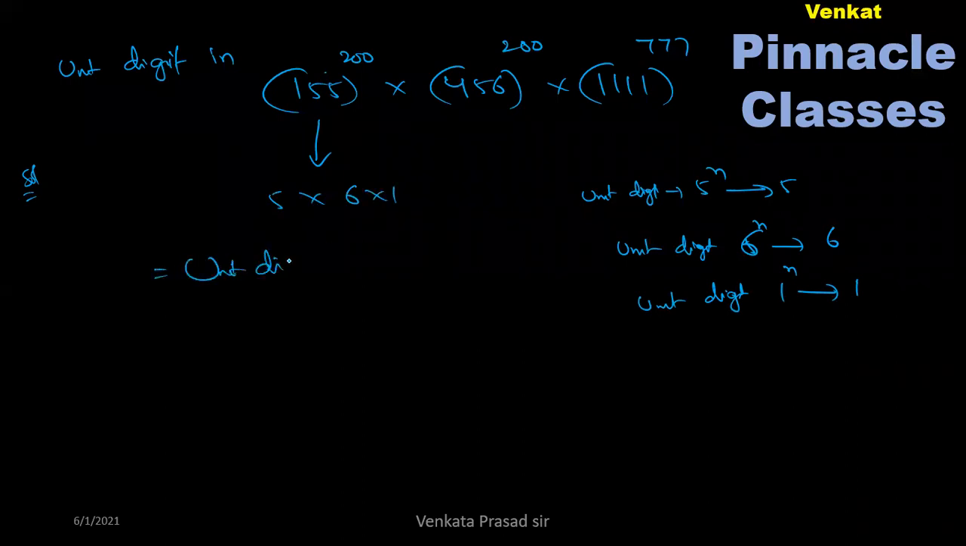Therefore, the unit digit is how much? 0 is coming. 30 means 0. Like that. Okay, well, response.